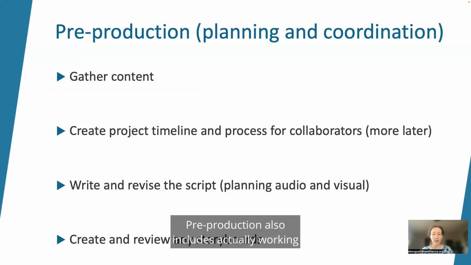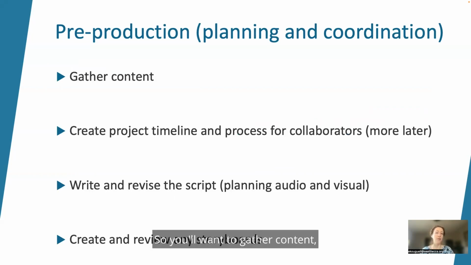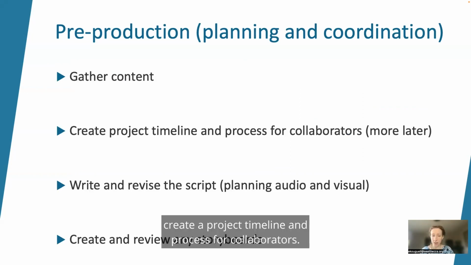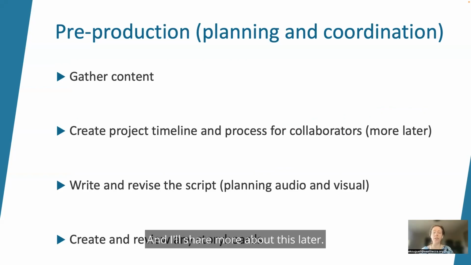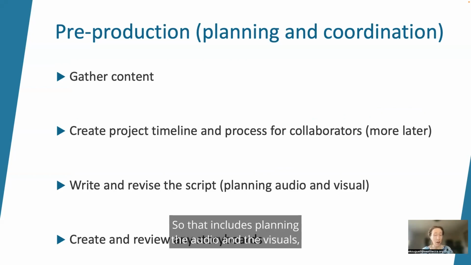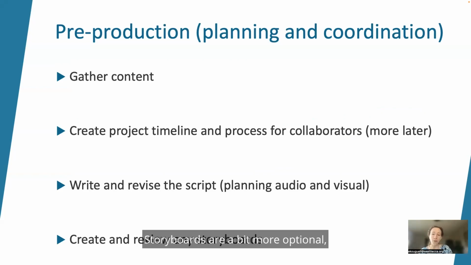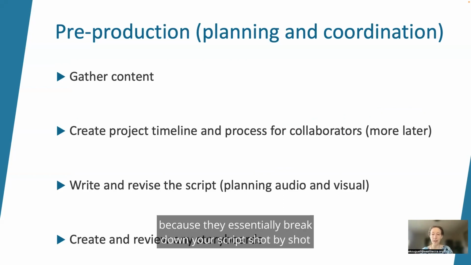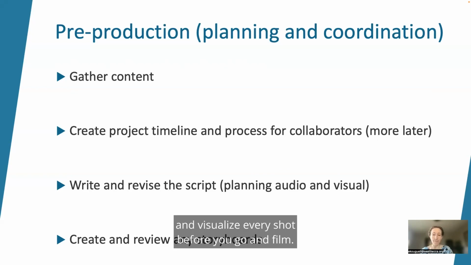Pre-production also includes actually working on the project. So you'll want to gather content, create a project timeline and process for collaborators, and I'll share more about this later. You'll write and revise the script. That includes planning the audio and the visuals. And you can create and review any storyboards. Storyboards are a bit more optional, but they can be really helpful because they essentially break down your script shot by shot and visualize every shot before you go and film.